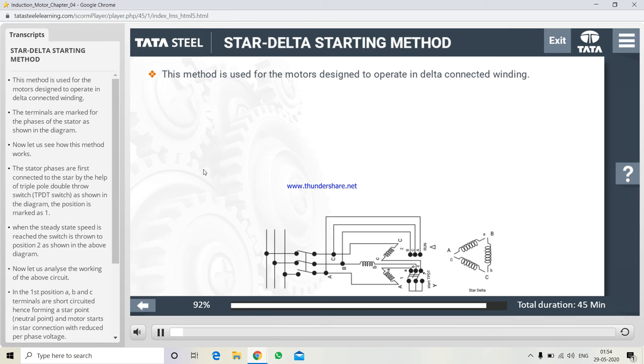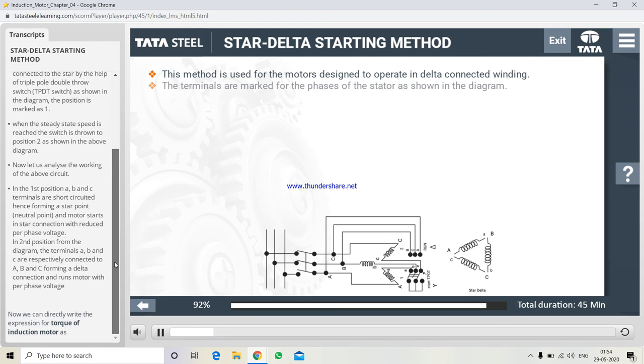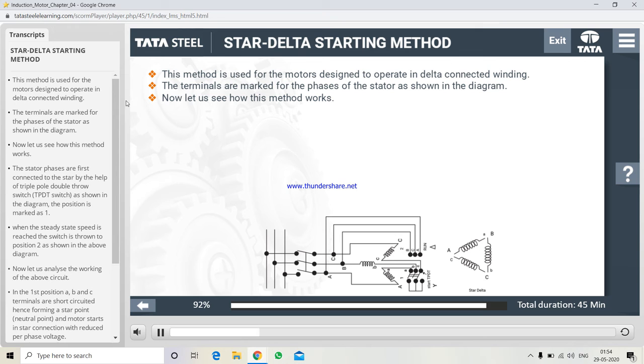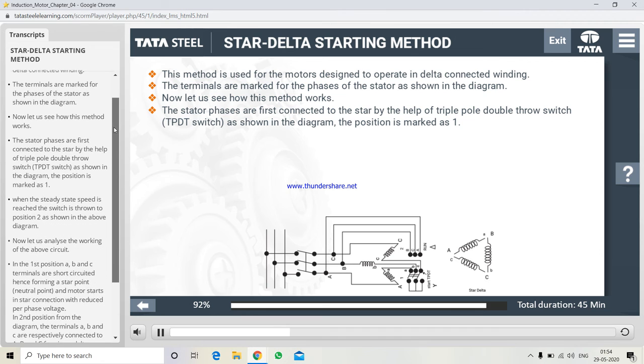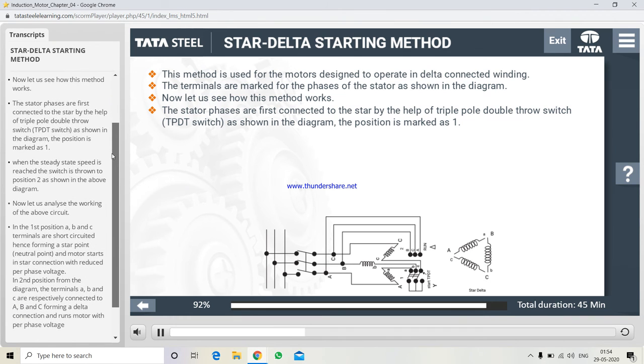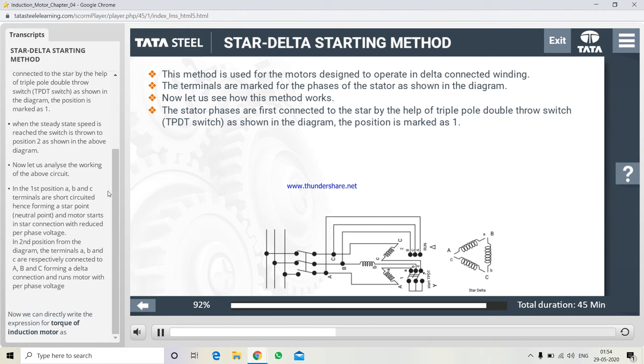This method is used for the motors designed to operate in delta-connected winding. The terminals are marked for the phases of the stator as shown in the diagram. Now let us see how this method works. The stator phases are first connected in star with the help of a triple pole double throw (TPDT) switch as shown in the diagram. The position is marked as 1. When the steady state speed is reached, the switch is thrown to position 2 as shown in the above diagram.